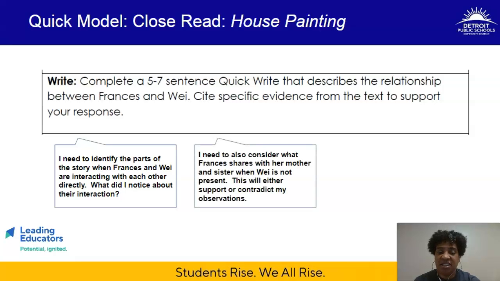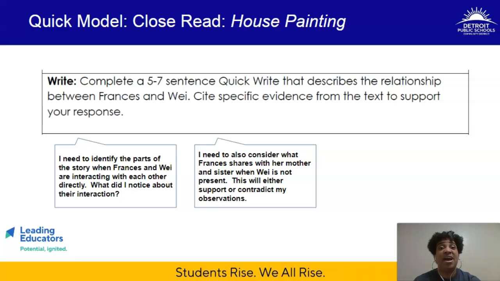You also need to consider what's happening outside of their interaction, meaning, what does Frances share with her mother and sister when Way is not present? Okay, this is either going to support or contradict the observations you made based on the direct interaction between Frances and Way. Is there a difference between the two? Is there a difference in the way Frances conducts and carries herself when she's interacting with Way, where you get a wholly different impression about her feelings and their relationship than how she communicates with her mother and sister about Way? Or are they similar, and do you get clues about her actual feelings in her interactions with Way? So there's a lot to put together there.